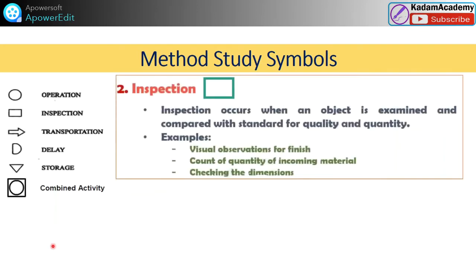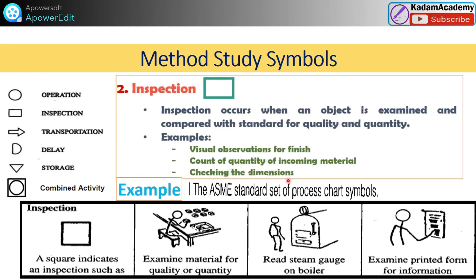Similarly, next is the inspection. Inspection is represented by a rectangle, and inspection occurs when an object is examined and compared with the standards for quality and quantity. For example, visual observation of finish, a count of the quantity of incoming material, checking the dimensions. These are examples of inspection.